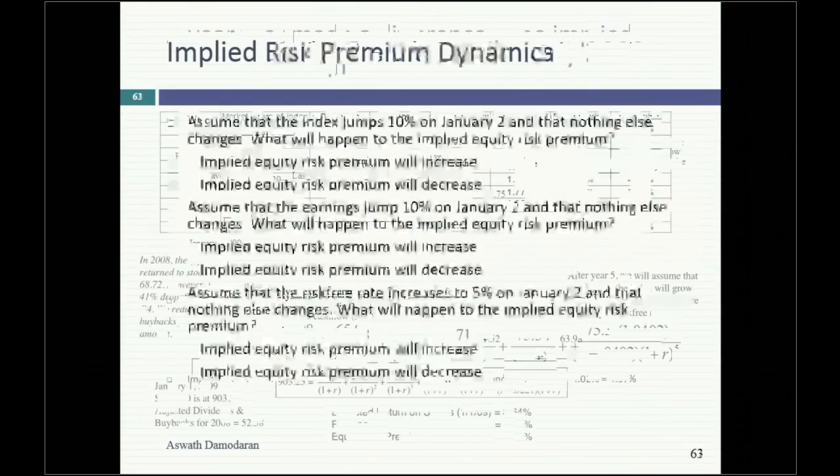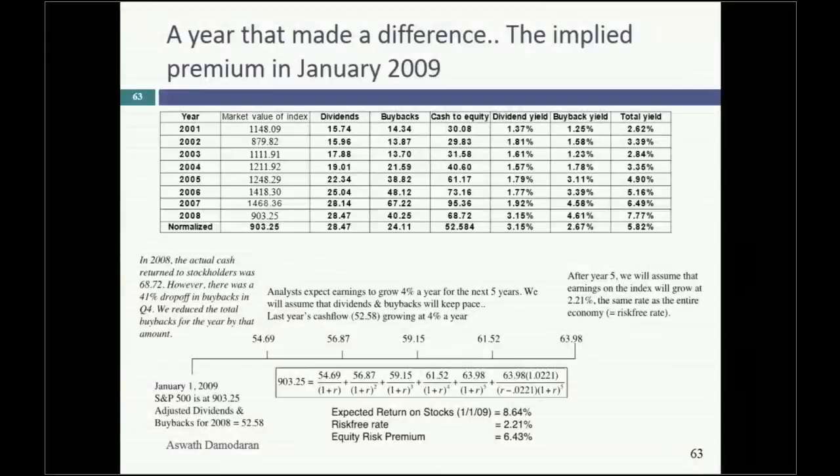The risk-free rate was 4.02%. Because of the crisis, it dropped to 2.21%. So stocks dropped, T-bond rates dropped, the equity risk premium climbed. If I told you the equity risk premium went up a lot in 2008, you wouldn't have been surprised, right? That's the essence of a crisis.